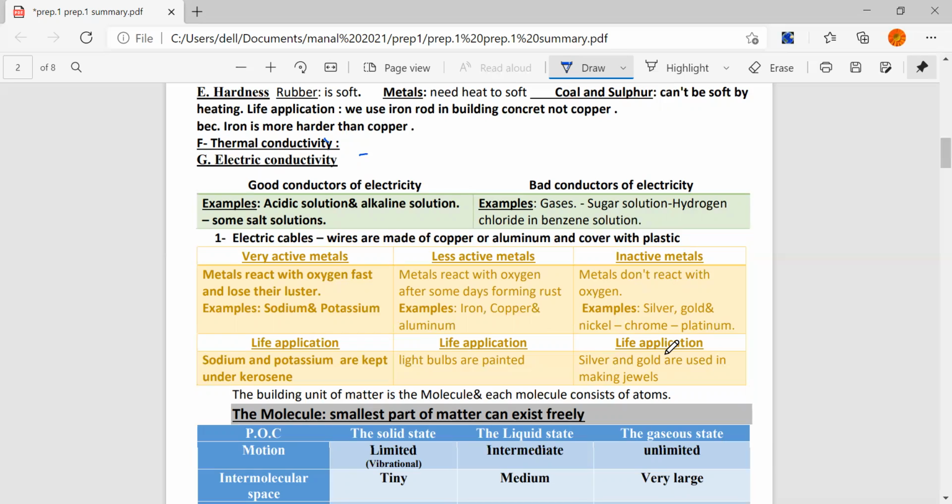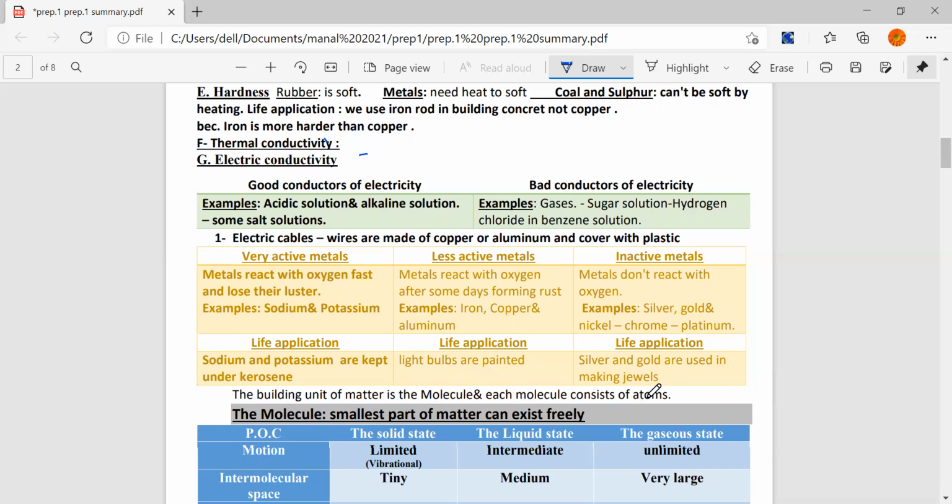So we finish lesson 1. Let us start lesson 2, unit 1, the matter constructions. Number 1, we know that matter consists of molecules. The building unit of matter is molecules. Each molecule consists of atoms.